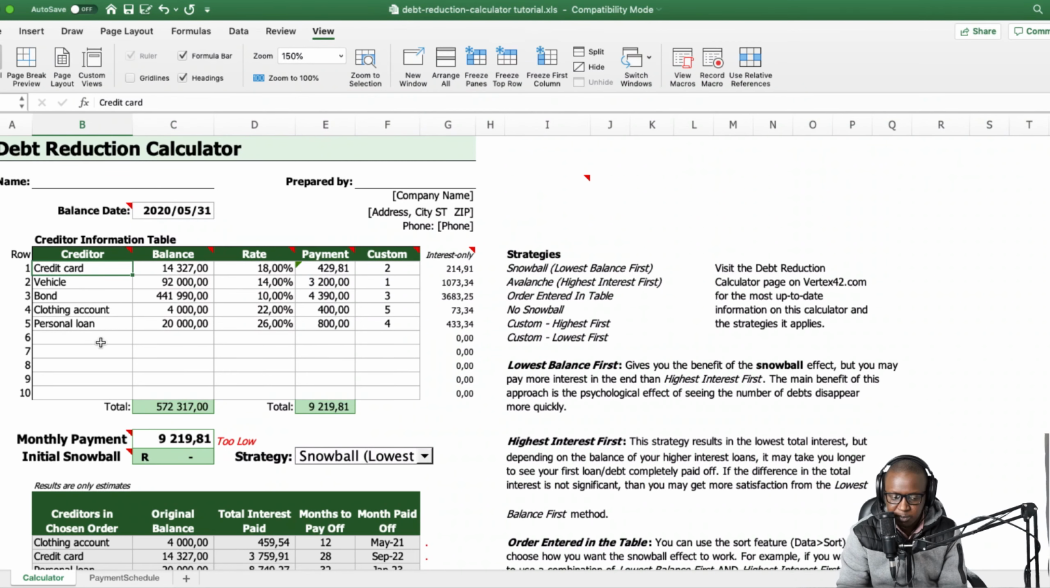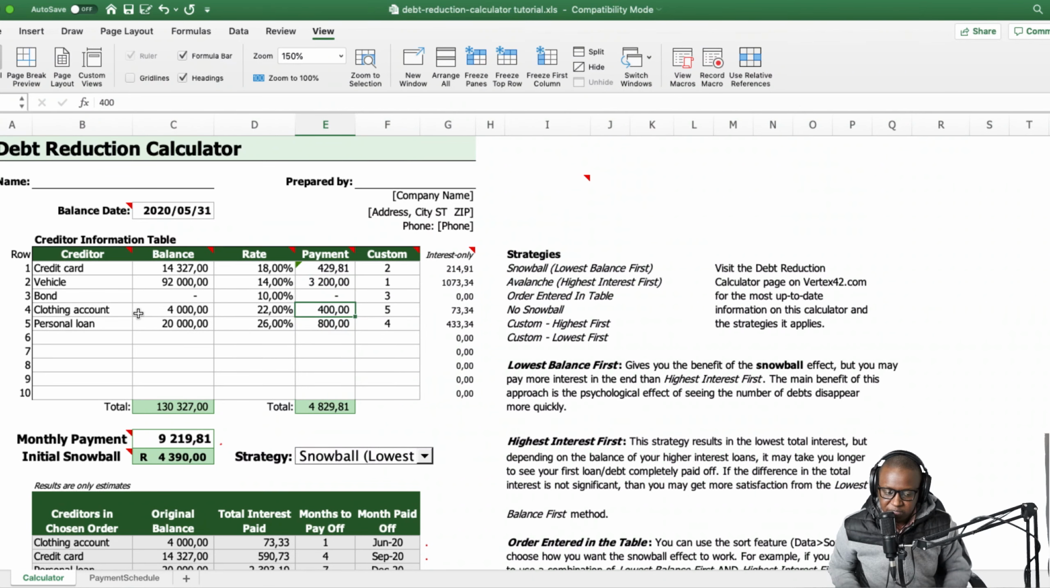Okay, for example, let's use this as a scenario. This person has a credit card. He owes 14,327, and the interest rate on the credit card is 18%. And then he also has a vehicle finance, which is left with a balance of 92,000, financed at 14%, and the repayment of the vehicle is 3,200. Let me take out the bond for now so that you can understand it easier, then we'll add the bond later.